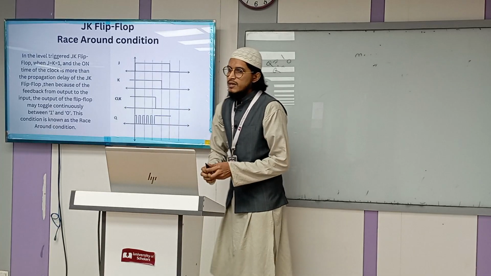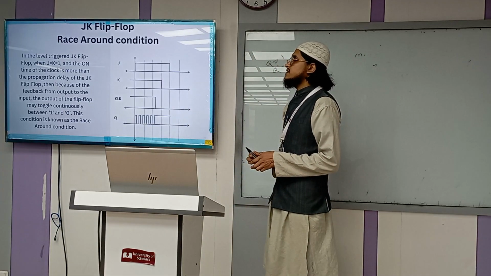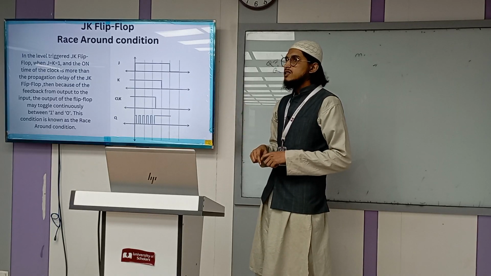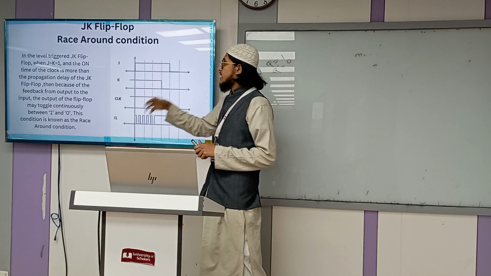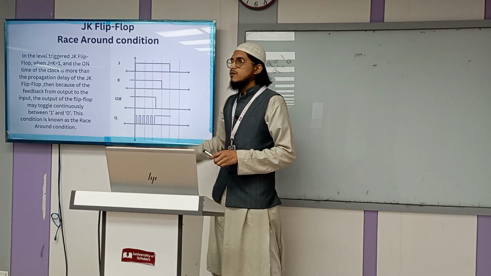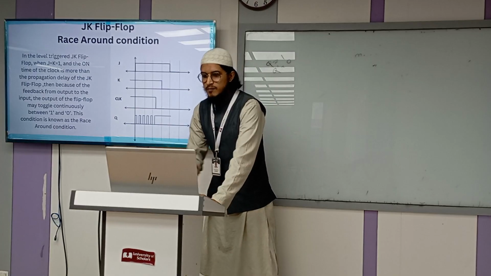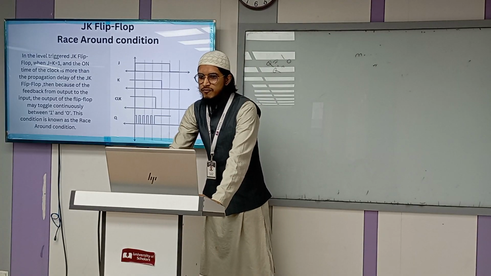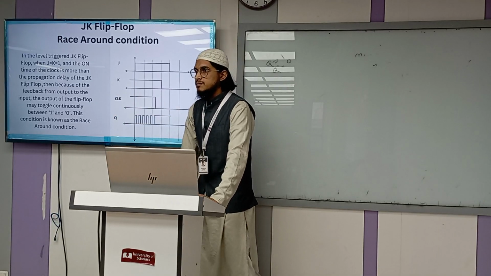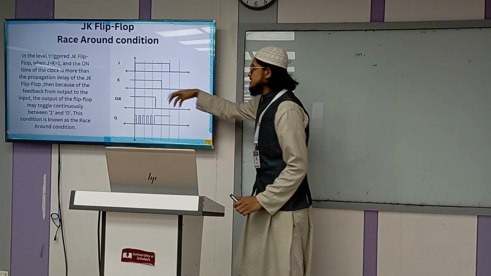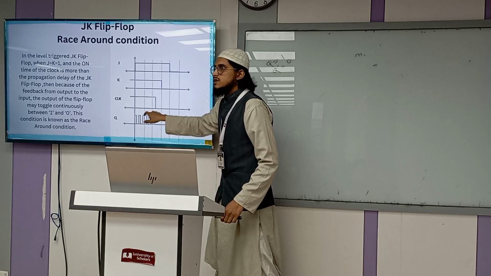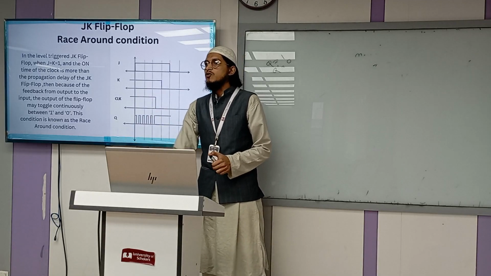Here is a problem with the JK flip-flop, which is called the race round condition. What is it? If the clock pulse duration is greater than the total flip-flop working time, I mean if the flip-flop working time is less than the clock pulse time, then this situation happens. We get 1 0 1 0 1 0. We don't know what the main output is.